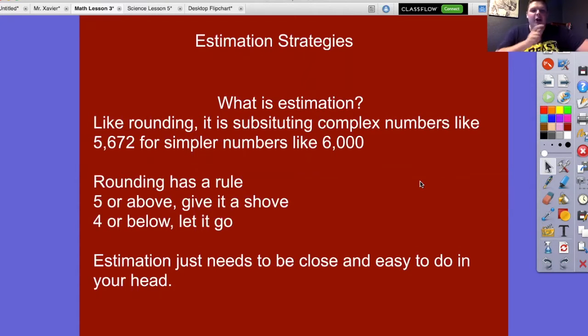Okay, so estimation, like rounding, is substituting complex numbers like 5,672 for simpler numbers like 6,000. That's a little bit easier to add in.